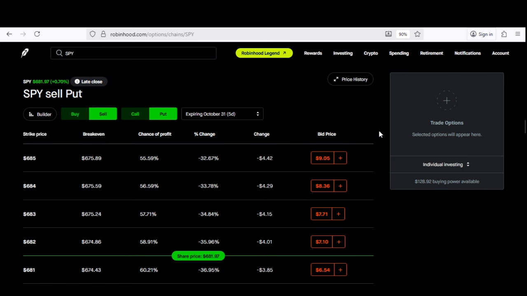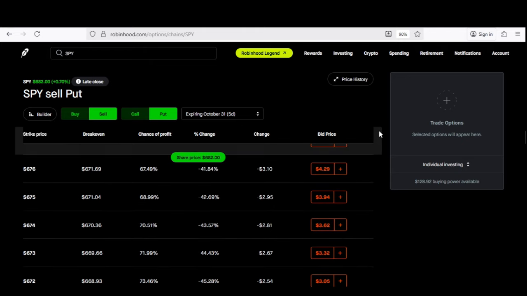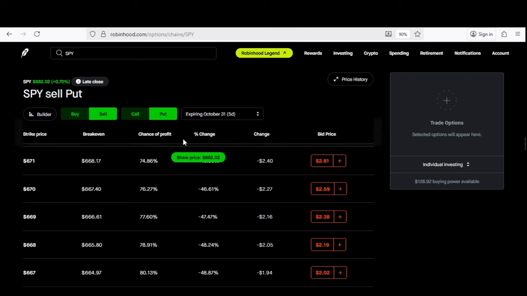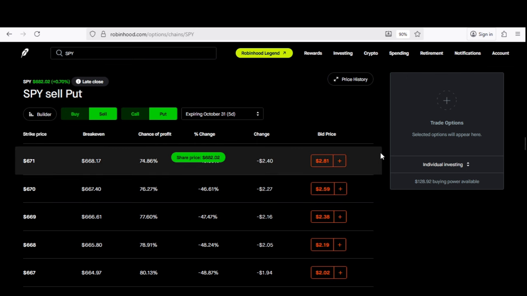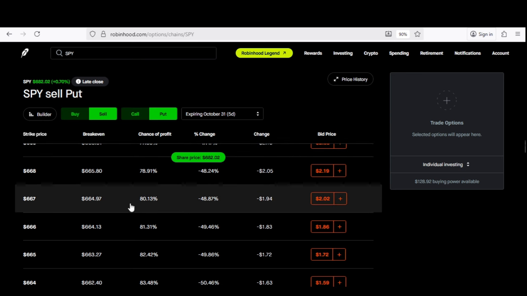Now, I'm going to select my strike price. If you are new to options, the rule of thumb is that you're going to use this column right here, which is known as the chance of profitability. You're going to start off with an 80% chance. As you can see here, there's an 80% chance, and it's going to coincide with the strike price of 667. Now, that is a basis of how I would choose my strike price.